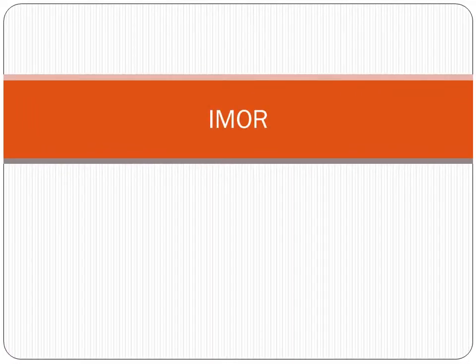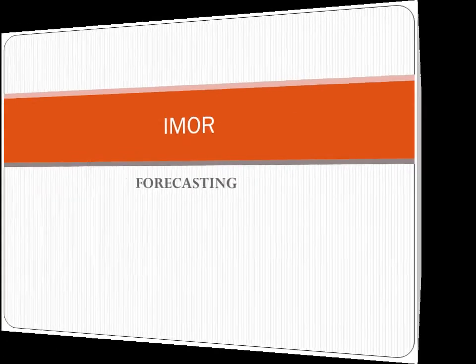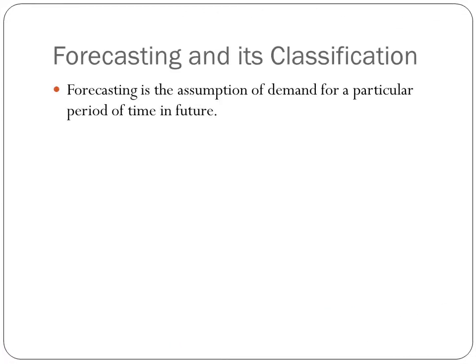Today we are going to study about forecasting in industrial engineering and management. Forecasting and its classification. What is forecasting? Forecasting is the assumption of demand for a particular period of time in future. Let the period of time be a month. One month is a particular period of time.